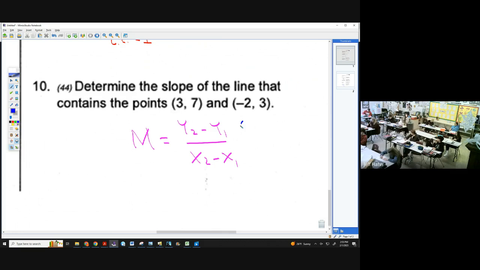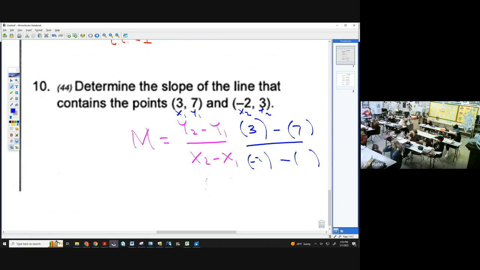And then I would just put my parentheses, just to make sure. It doesn't matter which ones you call the sub twos and the sub ones, generally speaking. It's just best to go, this is x sub 1, y sub 1, x sub 2, y sub 2, and then you just plug those numbers in there. Y sub 2 is 3, y sub 1 is 7, x sub 2 is negative 2, x sub 1 is 3. Did I put them in the right place?